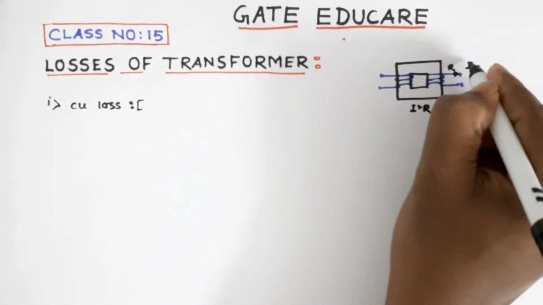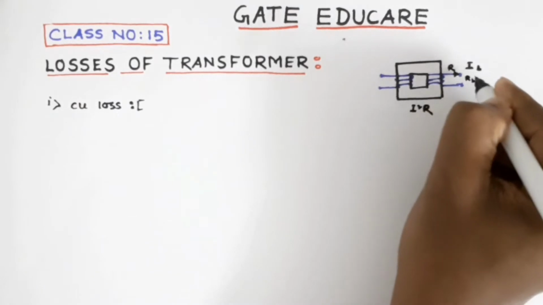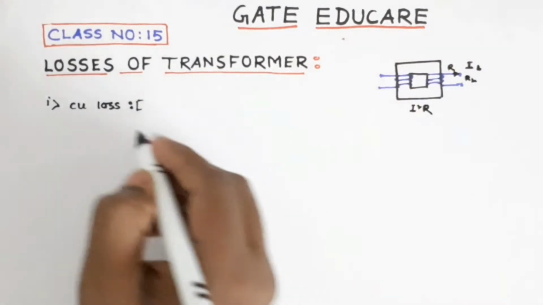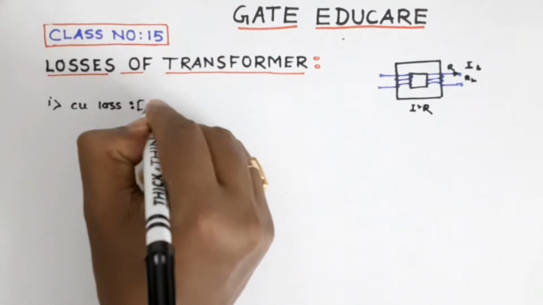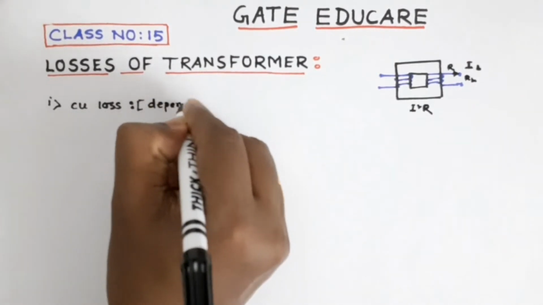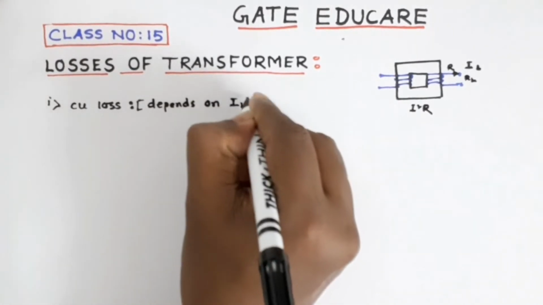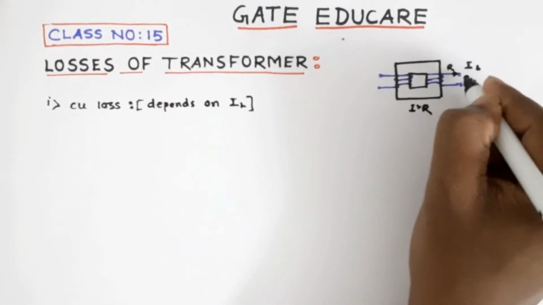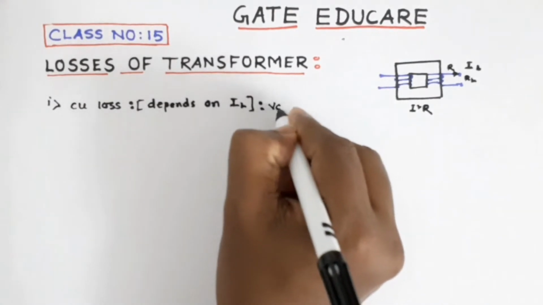Now, if the load resistance is RL and depending upon the load resistance, the load current will be IL. Therefore, the copper loss depends upon the load current IL. Since the load current is variable, it depends upon the type of load. Therefore, copper loss is a variable loss.